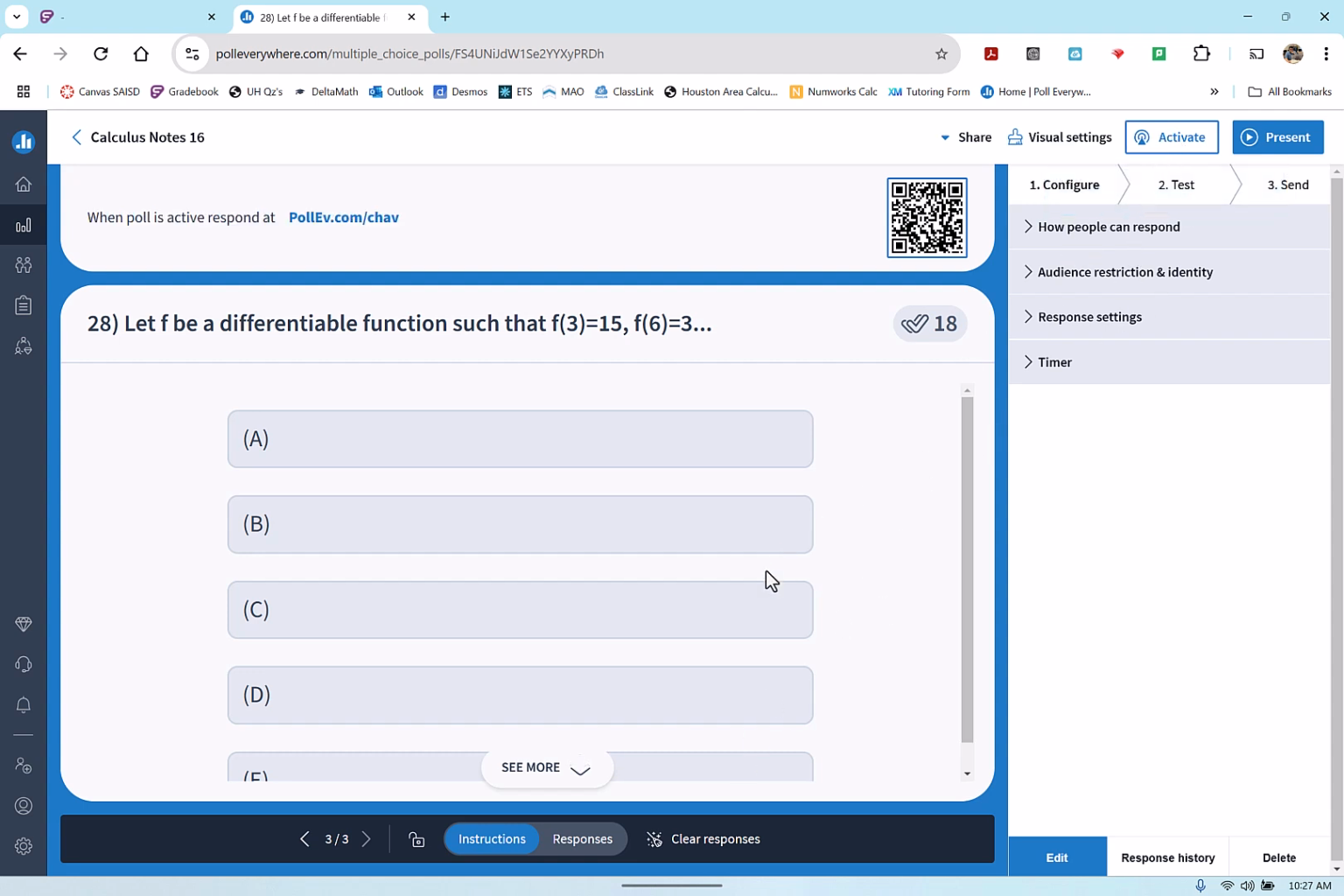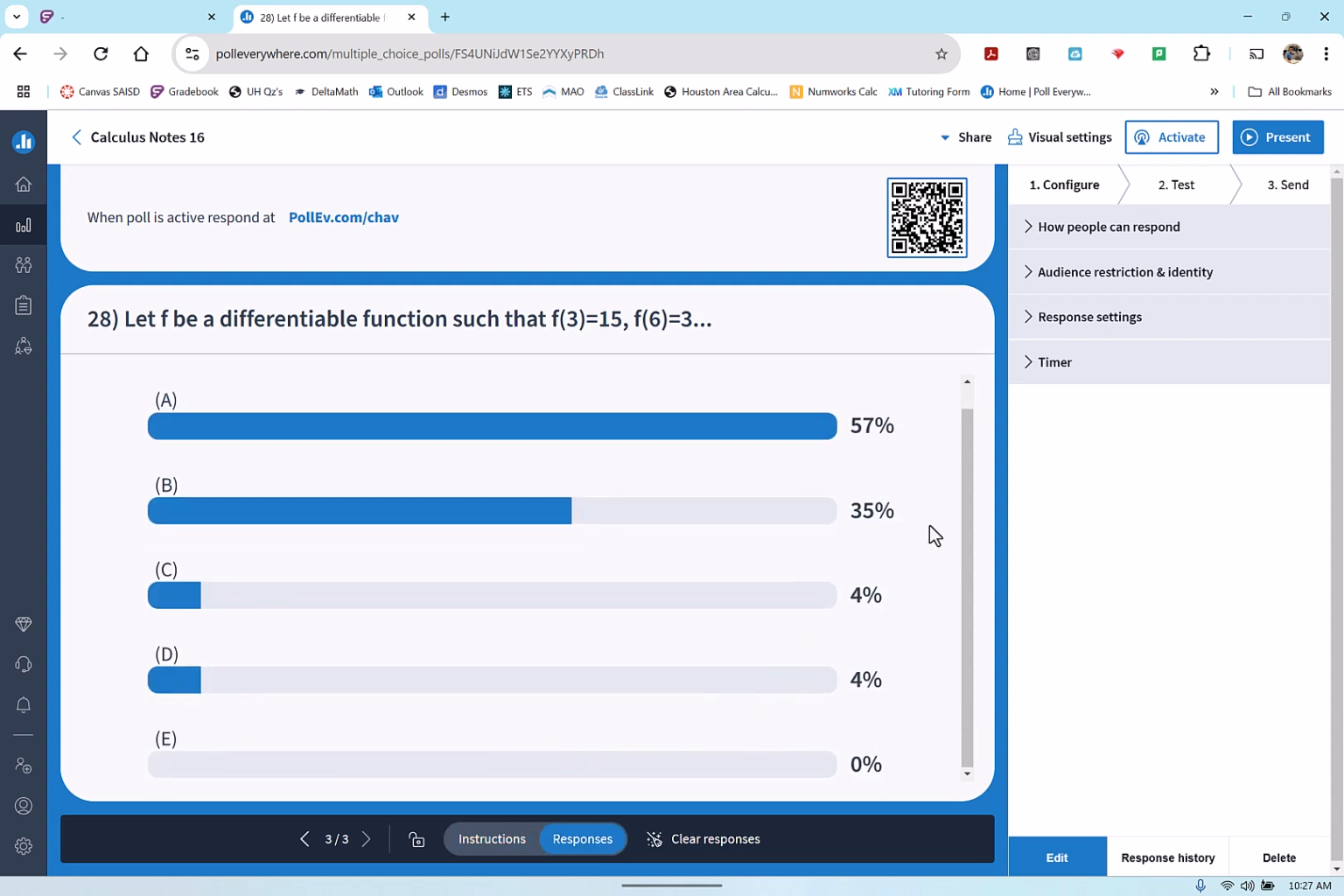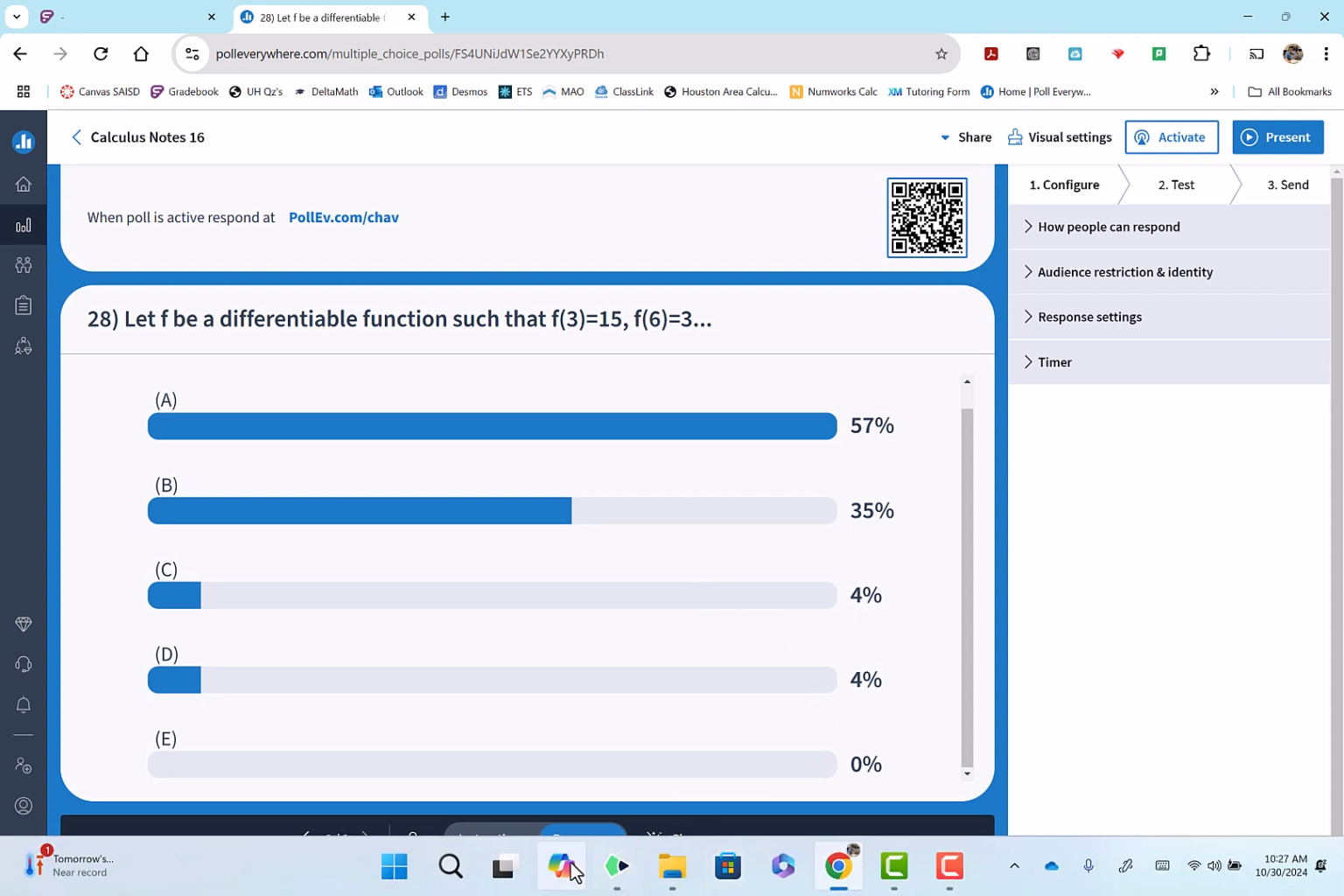Deactivate. And let's see how we did. Are we all over the place? A lot of you said A, some of you said B, some of you said C and D. I don't know what the answer is because I haven't done it. So let's see what the right answer is.